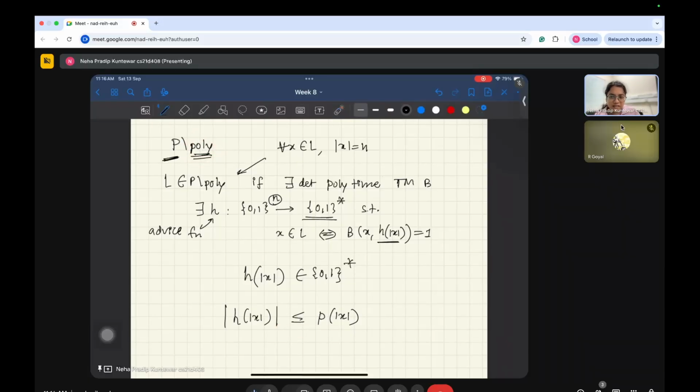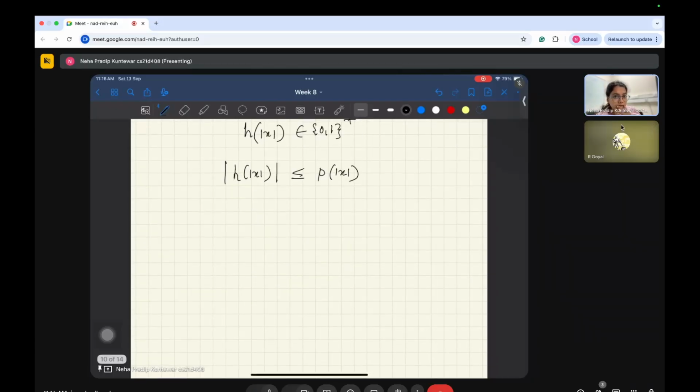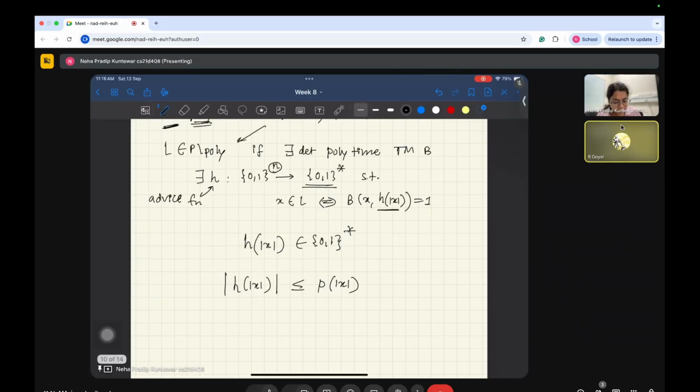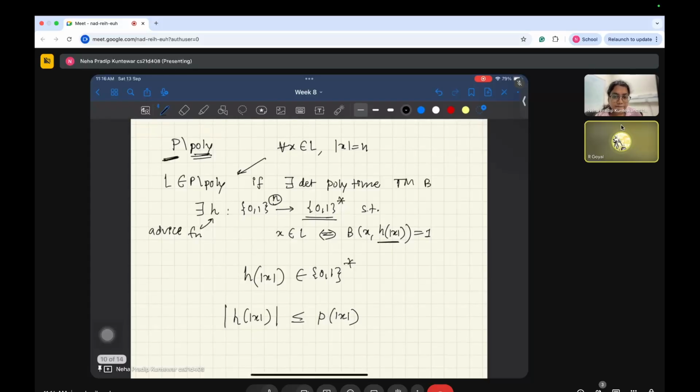So we can think of other extensions of this. I have a question at this point. How does this advice differ from a certificate? I'm thinking of modeling this capital P as a verifier, say V.